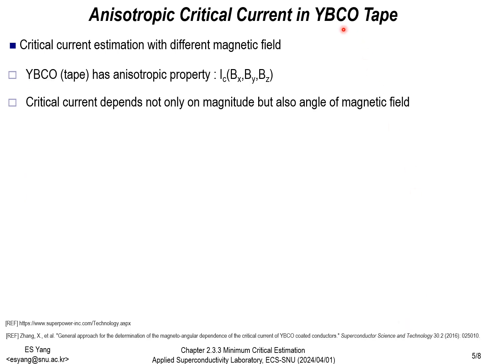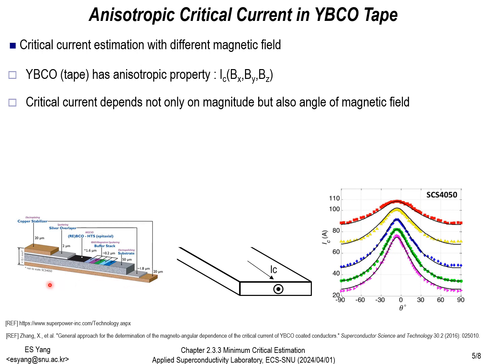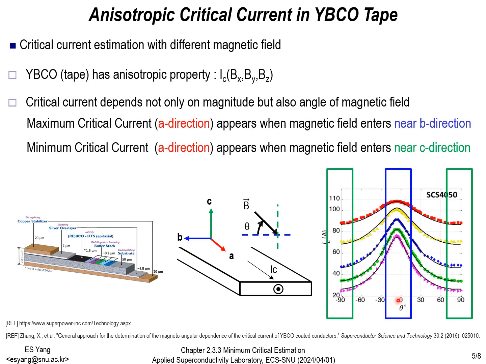Next, let's discuss YBCO, which has anisotropic critical current. When measuring the critical current with varying angles of the external magnetic field, YBCO exhibits anisotropic properties, where the critical current depends not only on the magnitude but also on the angle of the magnetic field. The picture at the bottom left shows the cross-section of a YBCO tape, and the graph at the bottom right represents the critical current of YBCO. You can observe that the critical current varies with both the magnitude and the angle of the external magnetic field.